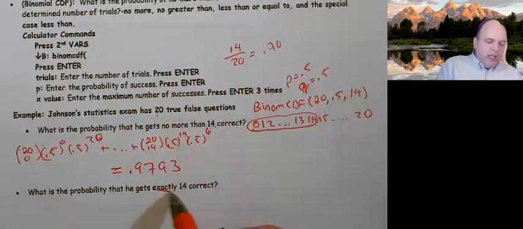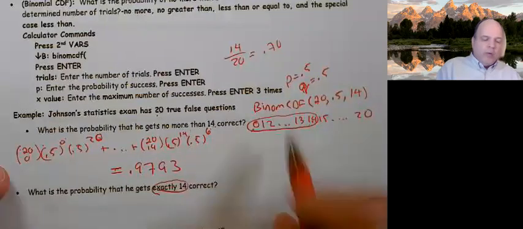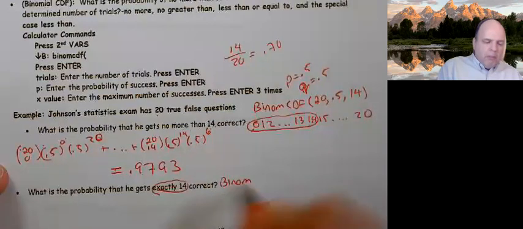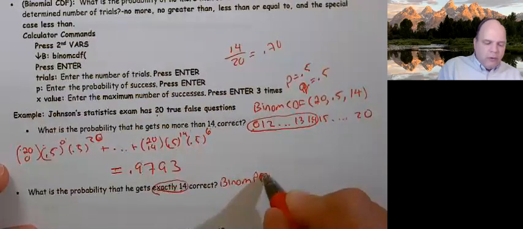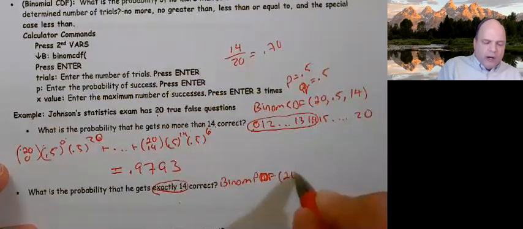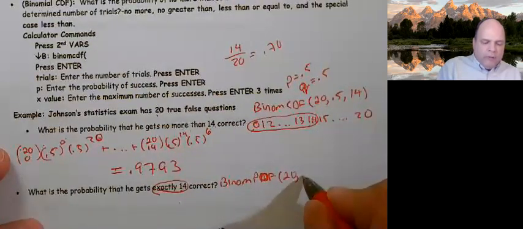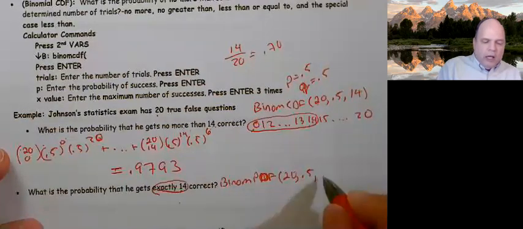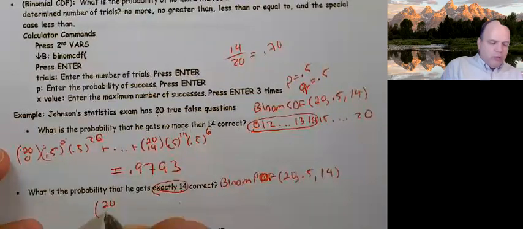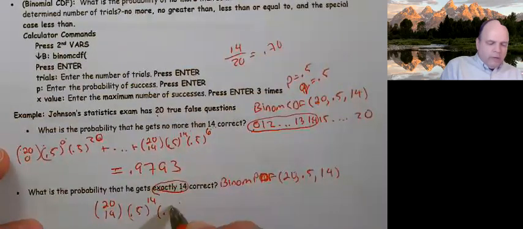Here it says, what's the probability he gets exactly 14 correct? Well, because we have 20 trials, this makes it a binomial. But we need exactly, which makes this a PDF, because it's a specific number. So we have 20 trials, and then we have 0.5 as the probability of guessing correctly, and we want specifically 14. Work shown for this is just going to be 20 choose 14, 0.5 to the 14th, 0.5, 20 minus 14 is 6.